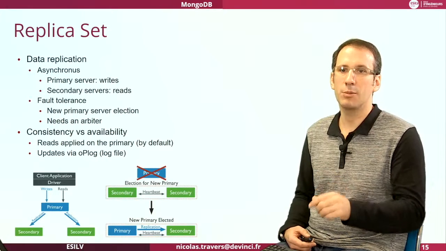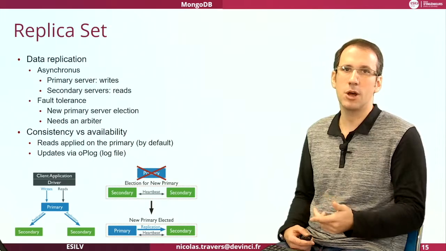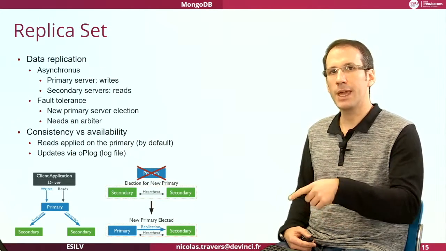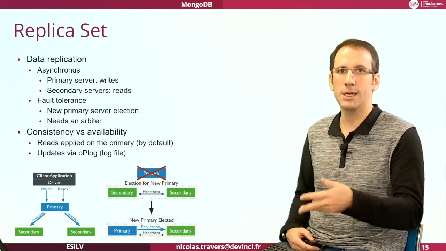So we'll lose availability. To update the information, we'll use the oplog, which is a log file, a log collection inside the primary server, which is replicated directly on the secondaries, only according to the updates inside this oplog.